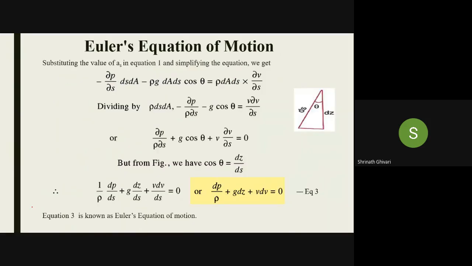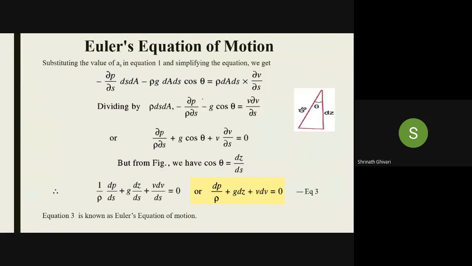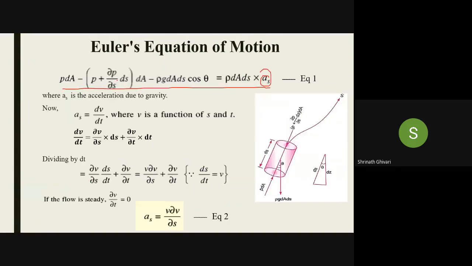The next one is substituting the value of acceleration in equation 1. So whatever equation we have got here, I am substituting the value of a_s, this equation, in equation 1. So how did I get this? I have multiplied with dA: minus p dA, minus ∂p/∂s ds dA. So it will be minus p dA minus p dA minus ∂p/∂s ds dA. So this p dA and this p dA will get cancelled. Therefore, that is shown here.